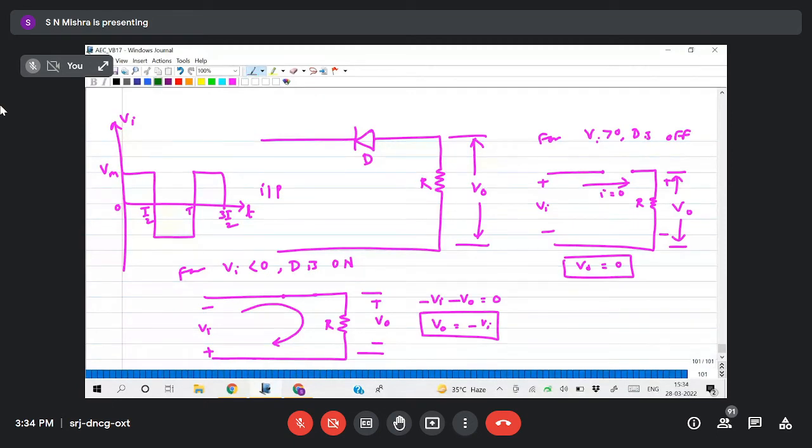What is my output waveform? For the positive half cycle, I am getting 0. For the negative half cycle, again the positive half cycle is 0, again the negative half cycle, it will continue like this. This is 0 and this will be minus Vm. Got it?